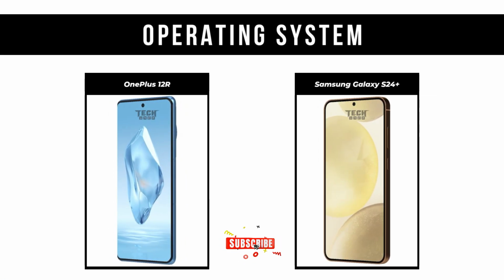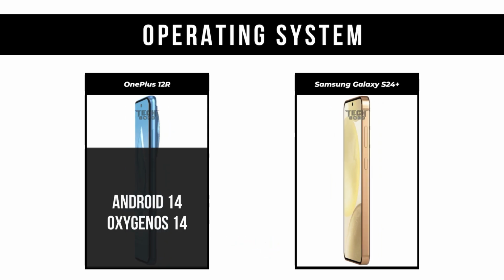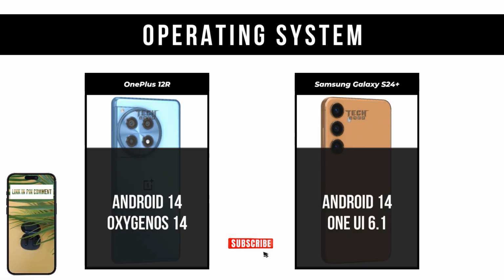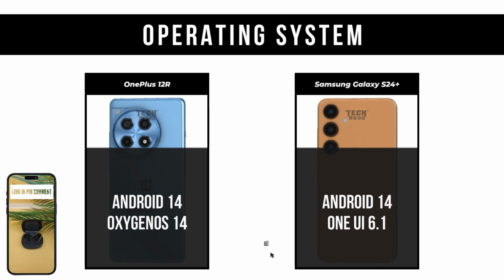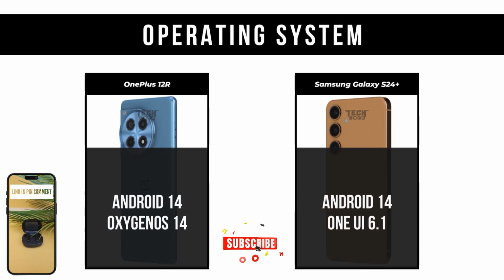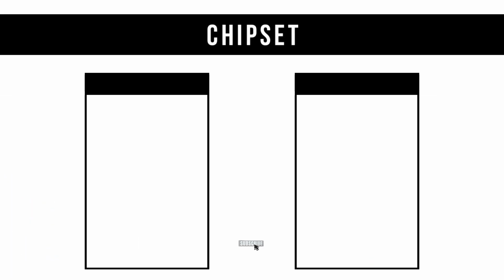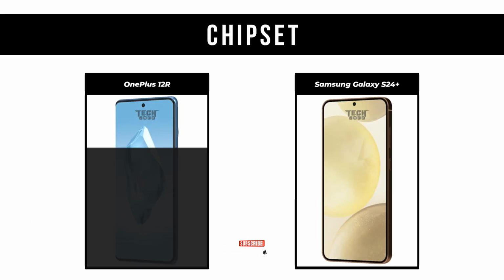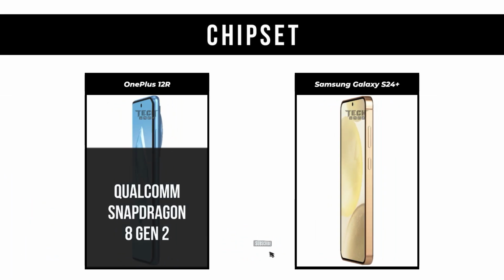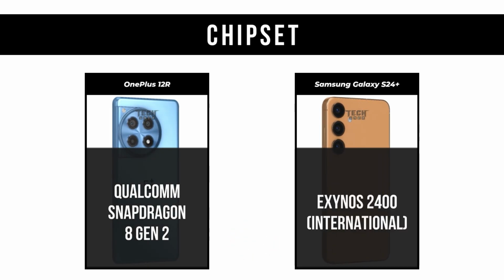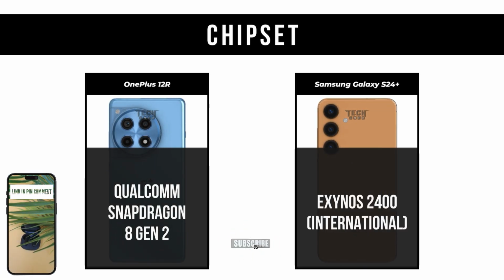Operating system. OnePlus 12R is Android 14, Oxygen OS 14. Samsung Galaxy S24 Plus is Android 14, One UI 6.1. Chipset. OnePlus 12R is Qualcomm Snapdragon 8 Gen 2. Samsung Galaxy S24 Plus is Exynos 2400 International.